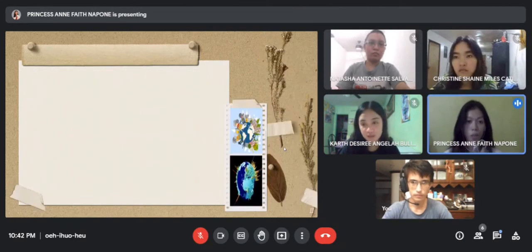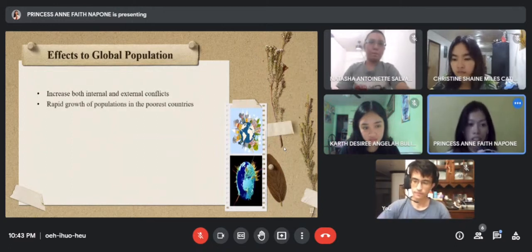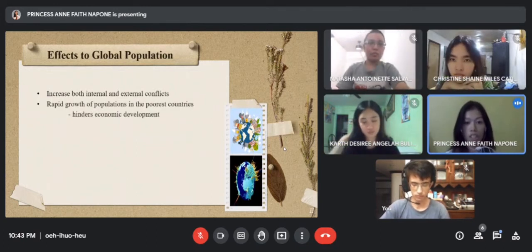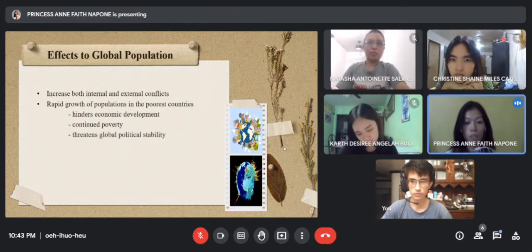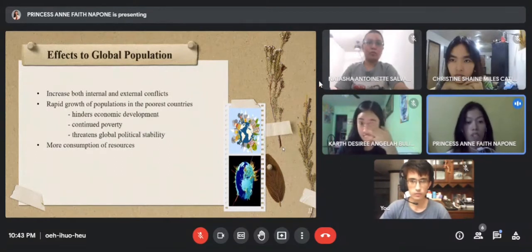Now let us proceed to the effects of global population. It can increase both internal and external conflicts. Rapid growth of populations in the poorest countries hinders economic development. Continued poverty threatens global political stability. Also, more consumption of resources and more waste products to nature.